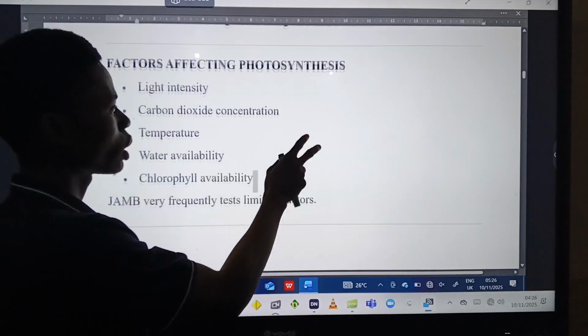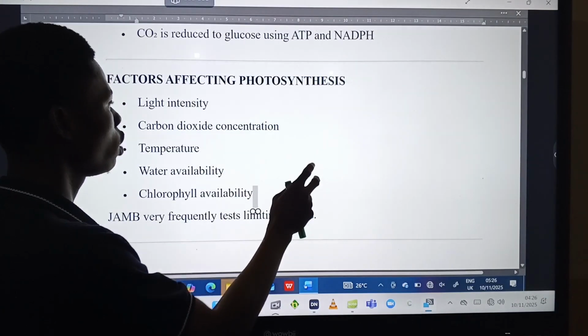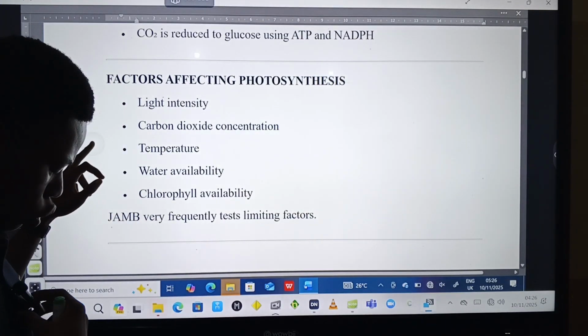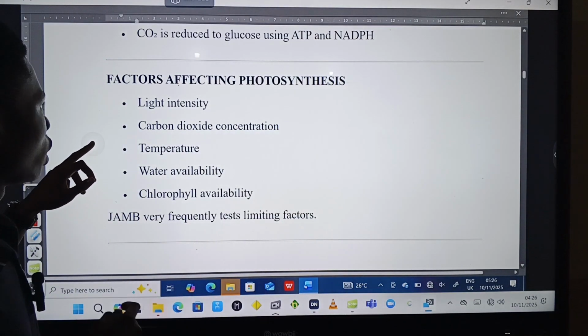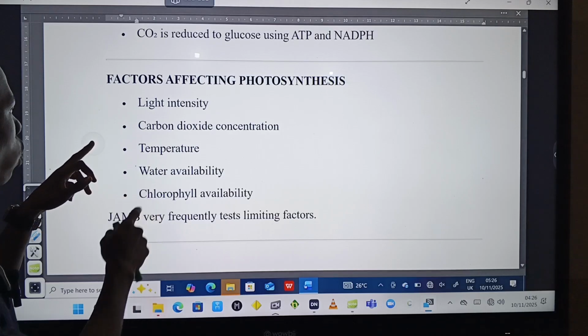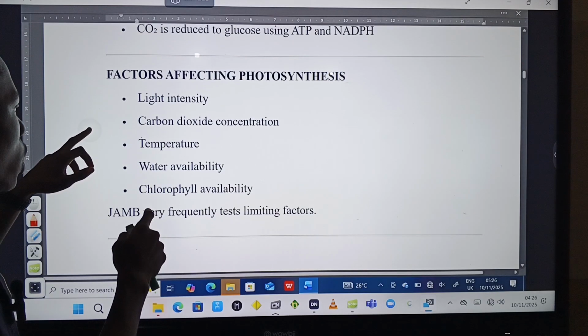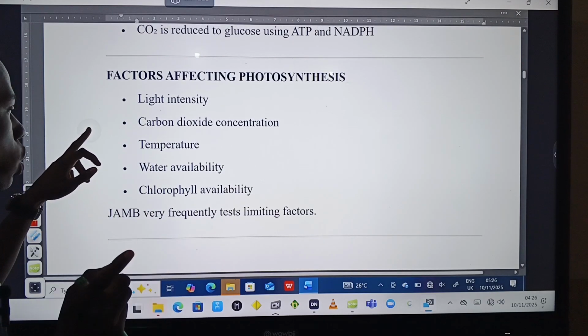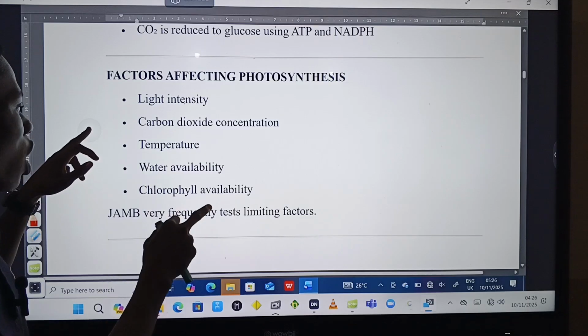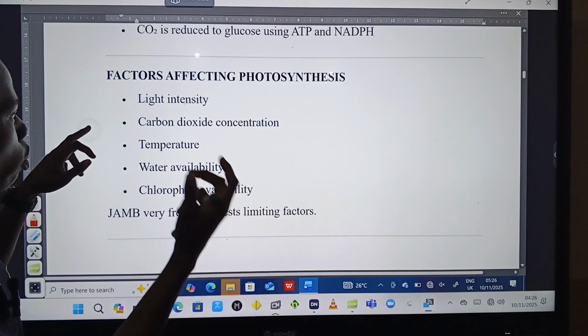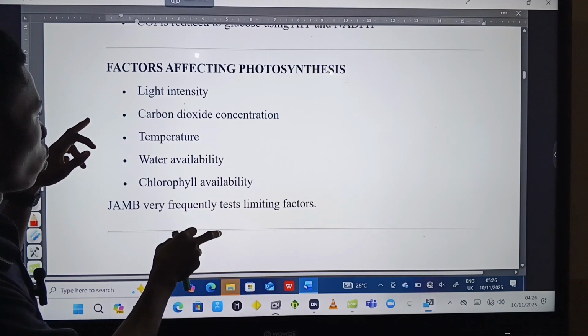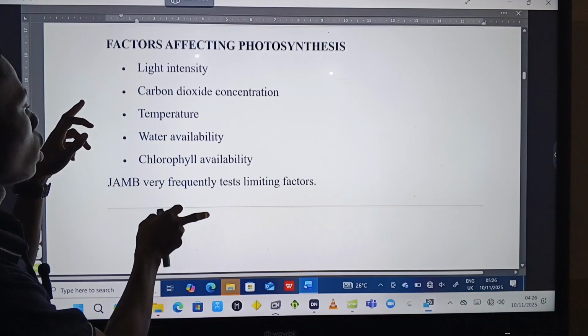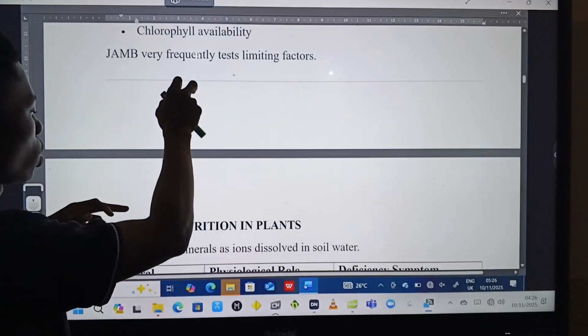We need carbon dioxide to synthesize our food. So if carbon dioxide is low, it will affect the rate of photosynthesis. The temperature also affects it, and water availability. Remember, we need water for photosynthesis to take place. Chlorophyll availability. Chlorophyll is what will help us trap the sunlight. So that will also affect. So these are the factors that affect photosynthesis.